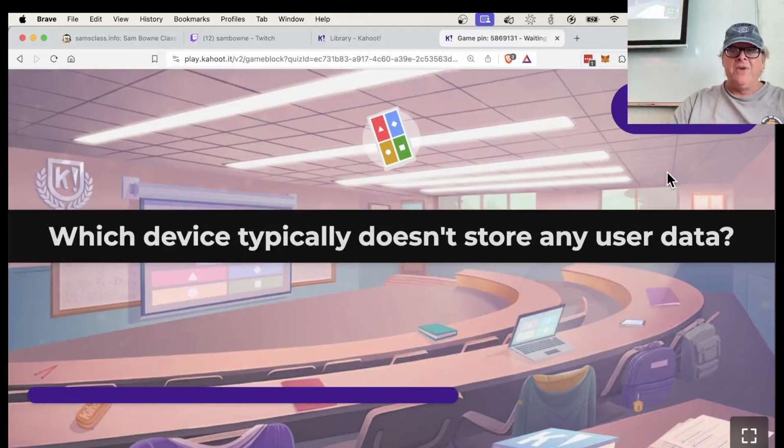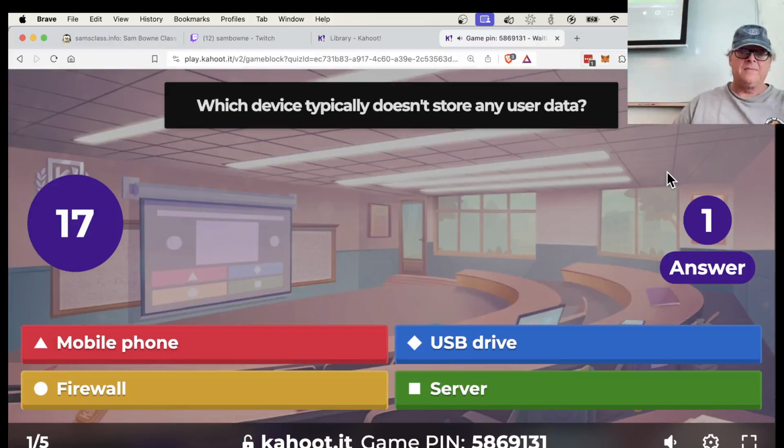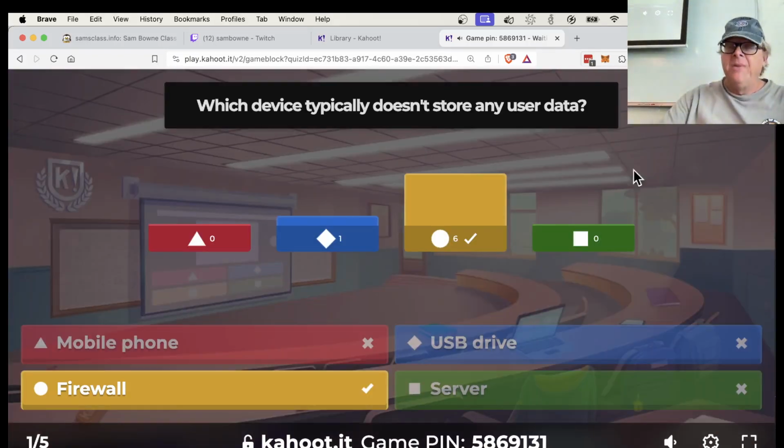All right. So which device does not have user data? Firewalls, although these days they might have malware on them.